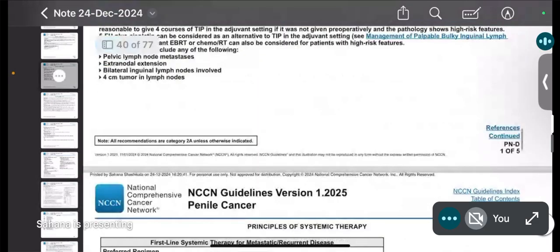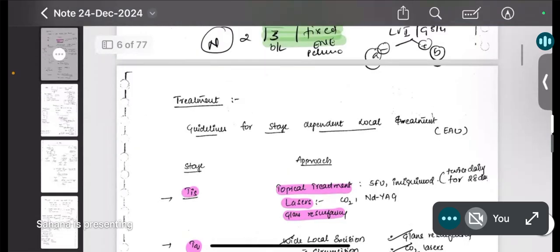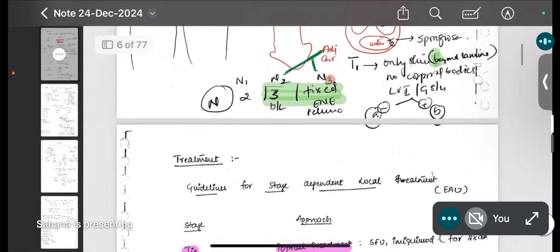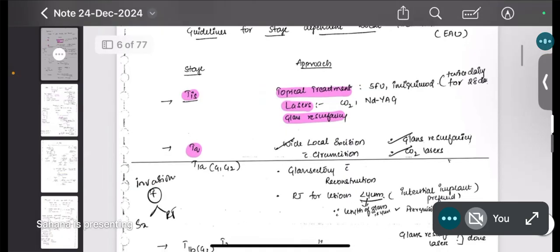Okay. So coming to T stage management, what are the local therapies? If it is even in situ, you will resort to all topical. You'll be as minimalistic as possible because this is organ preserving, which will improve quality of life. So a topical 5-FU or imiquimod twice daily for 28 days. You'll use laser or glans resurfacing surgery. You will do less mutilating surgeries.